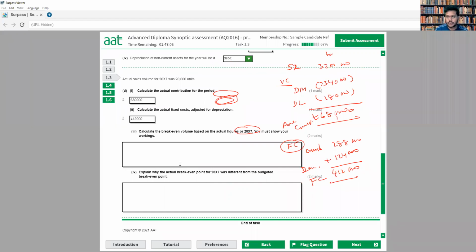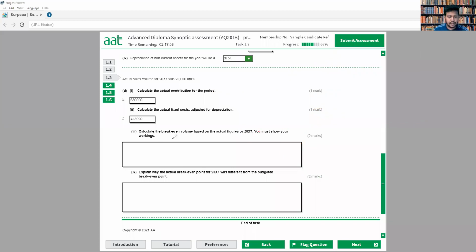All right, the next one says calculate the break-even volume. Let me clear this one. Calculate the break-even volume based on the actual figure, 2017 actual figure. You must show the workings. Okay. Explain why the actual break-even is different than the budgeted. Okay. The budgeted break-even you already know, that is 12,000. The budgeted break-even was what we calculated at the top, 12,000. Now we have to calculate the actual one. So let's find the actual break-even.